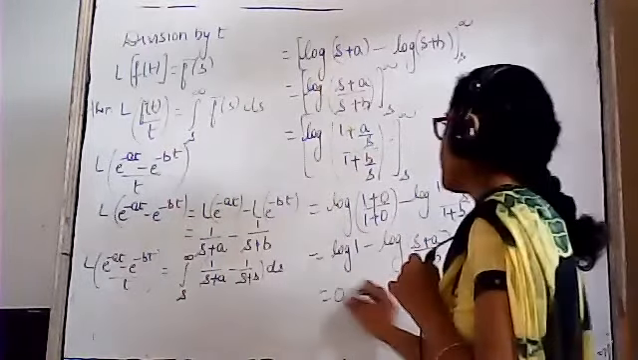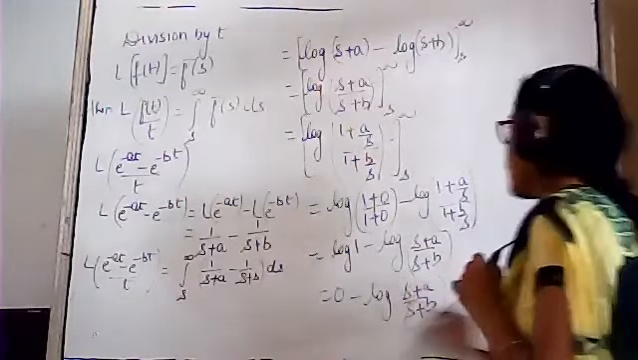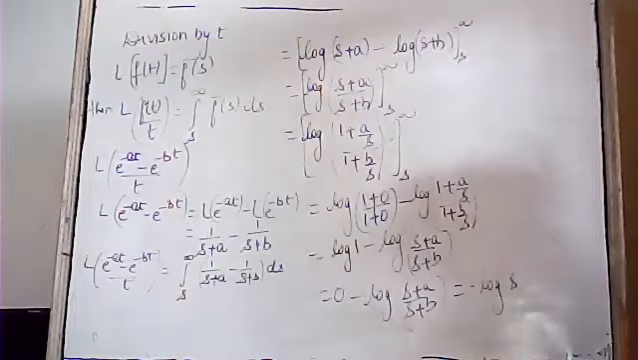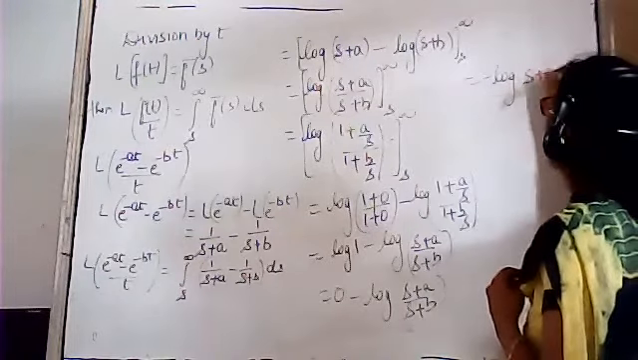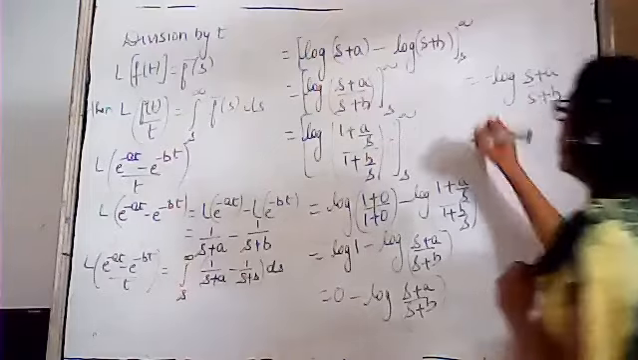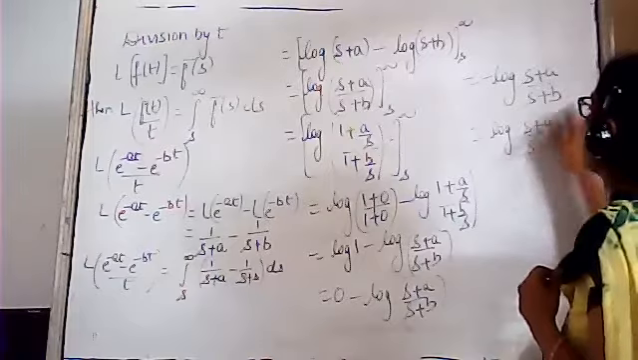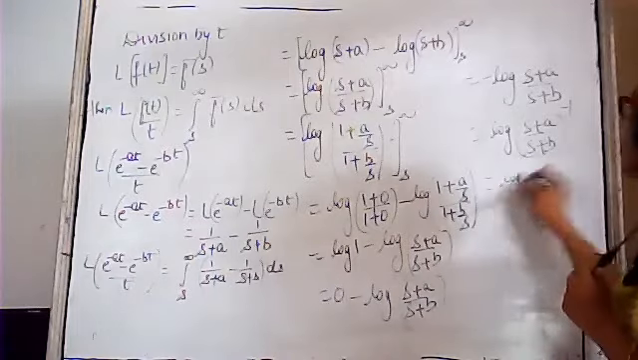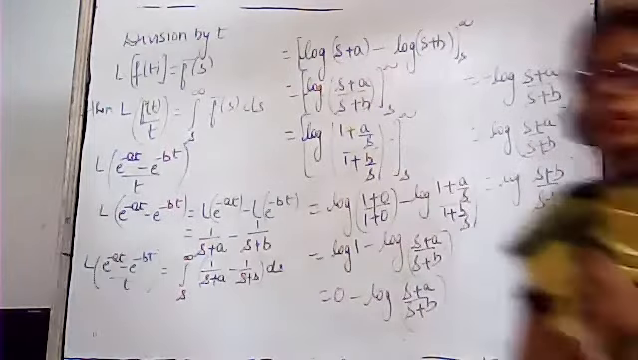Log 1 is 0, minus log of (s plus a) upon (s plus b). So this is equals to minus log of (s plus a) upon (s plus b). We can write it as log of [(s plus a) upon (s plus b)] raised to the power minus 1. Okay? So it can be log of (s plus b) upon (s plus a), reciprocal of the term. Okay?